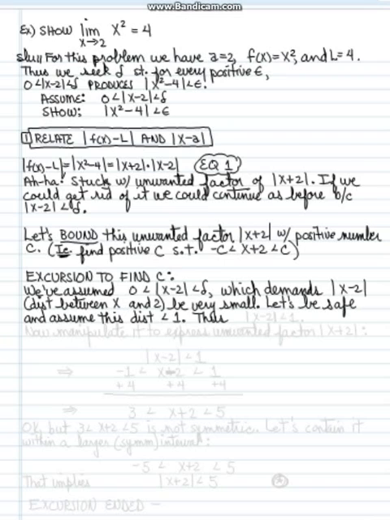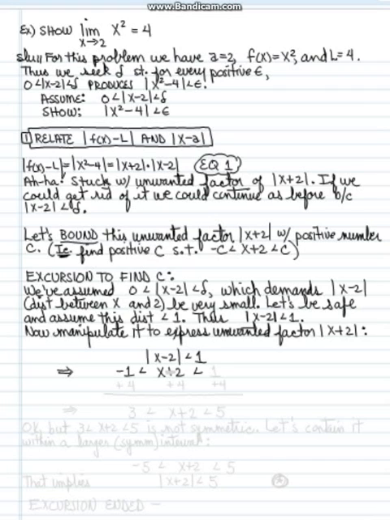Now that we've established this restriction on the absolute value of x minus 2, we're going to manipulate it to express our unwanted factor, x plus 2 absolute value. Remember what we're doing. We're manipulating the absolute value of x minus 2 less than 1 in order to get x plus 2 absolute value. So start with the absolute value of x minus 2 is less than 1. By definition, that's equal to negative 1 less than x minus 2, not plus 2, less than 1.